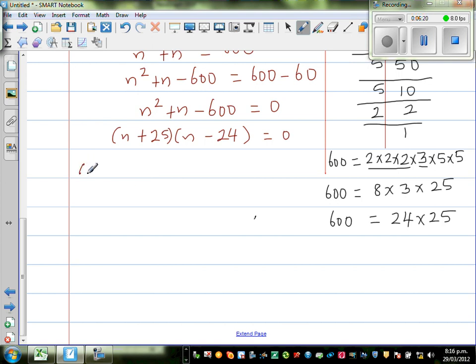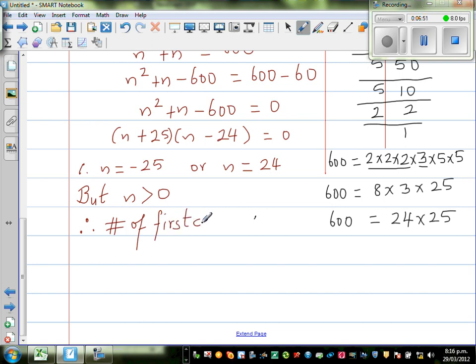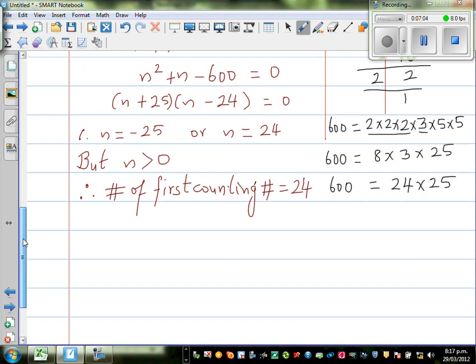Therefore, you can say n is minus 25, or n is 24. Now, n is the number of counting numbers, but n has to be greater than 0. Therefore, the number of first counting numbers is equal to 24. So the first 24 counting numbers add to give you 300. So let's confirm that.